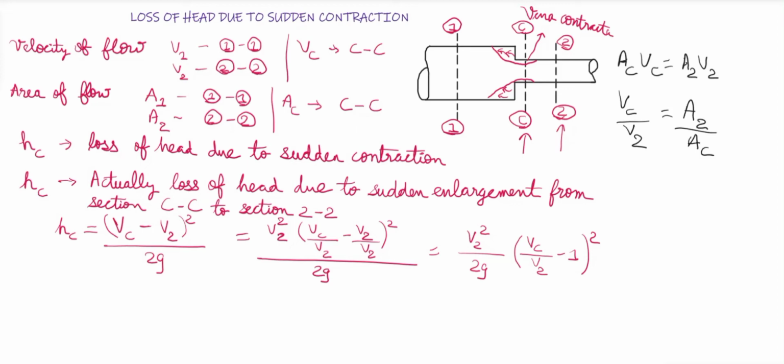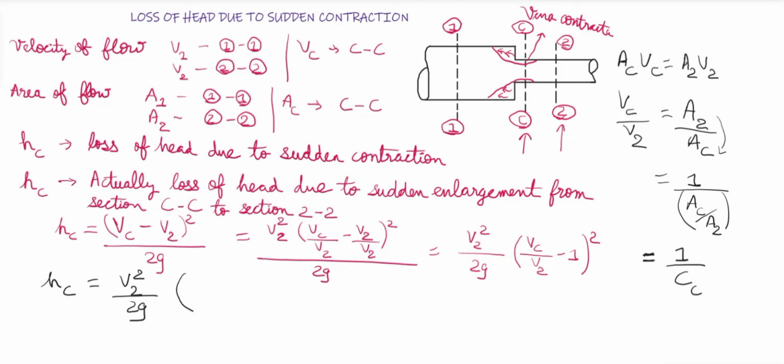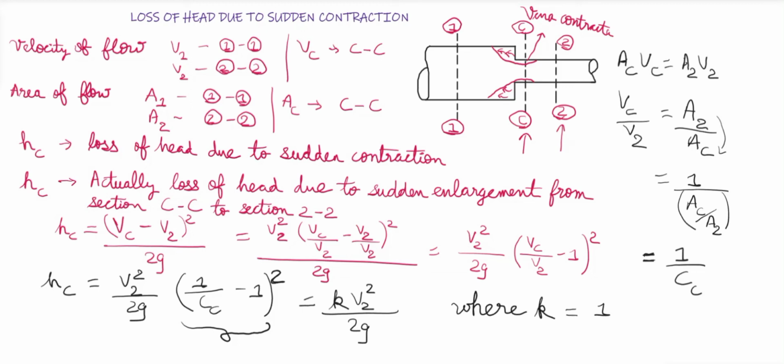And this we can write as 1 upon (AC upon A2). And this AC upon A2, we are calling it CC. So this will be 1 upon CC. CC is just a constant. Therefore, HC will be equal to V2 square by 2g into (1 upon CC minus 1) whole square. This (1 upon CC minus 1) whole square, that is K. So it will be K V2 square by 2g.